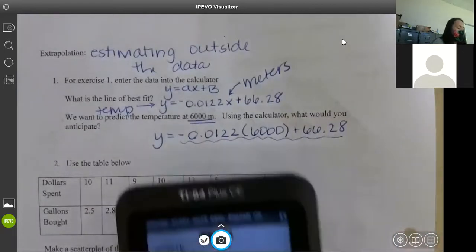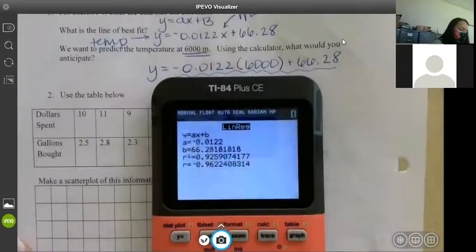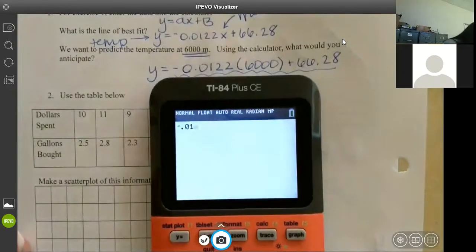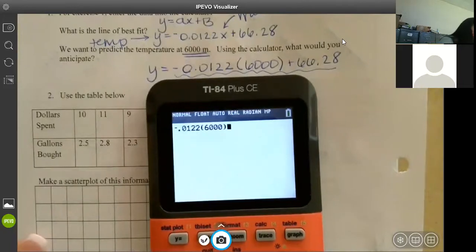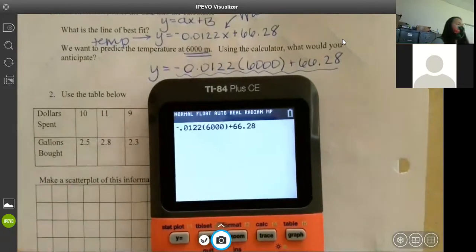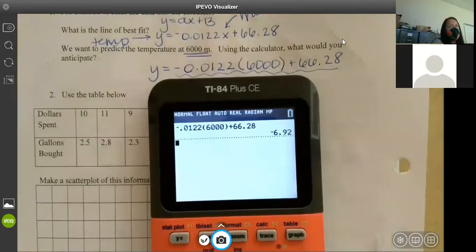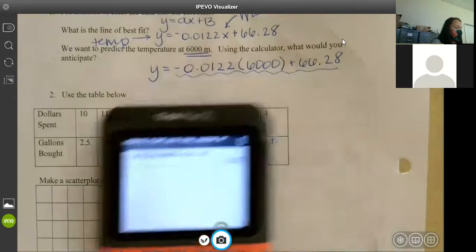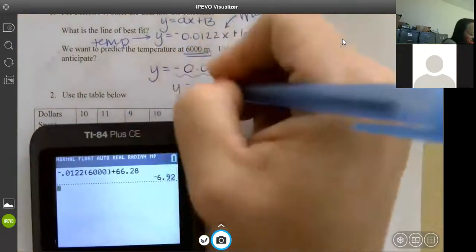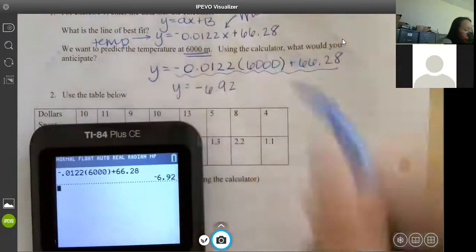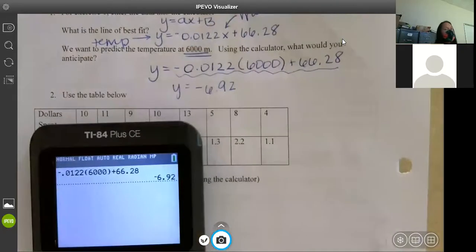So right below your linear regression line, negative 0.0122 times 6,000 plus 66.28, which gives us negative 6.92. What does that represent? What did Y represent? The temperature. Think about that. It's pretty cold, right? Is it possible to get a negative 6 degrees?